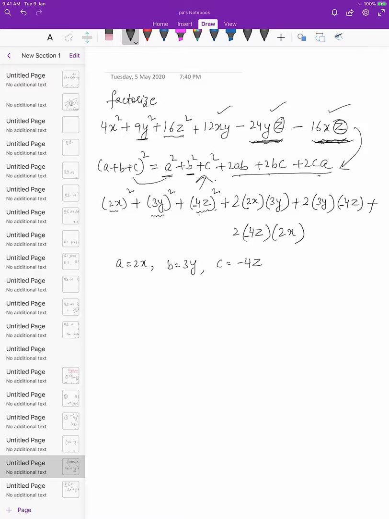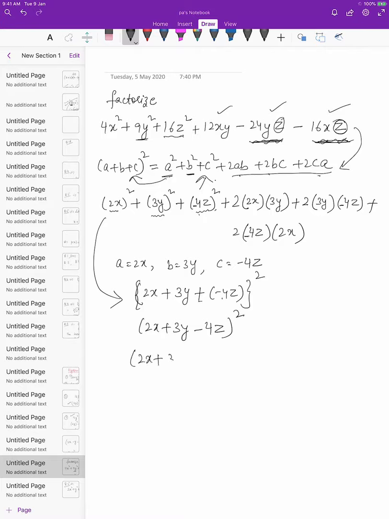So can we write it in the form of (A plus B plus C) whole square? When I write this expression in that form, it will come out to be (2x plus 3y plus minus 4z) whole square. Or I can write it as (2x plus 3y, plus minus will become minus, so minus 4z) whole square. Or we can write it as (2x plus 3y minus 4z) into (2x plus 3y minus 4z). So this is the factorization of the given algebraic expression.